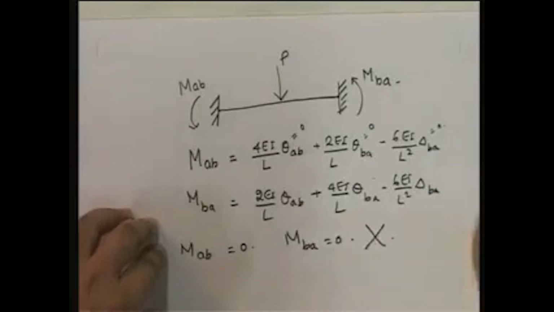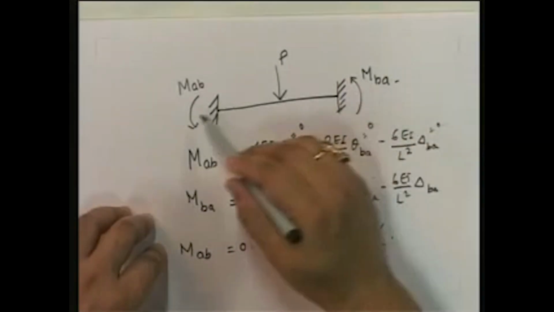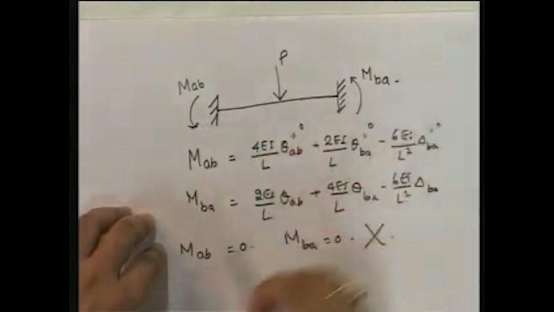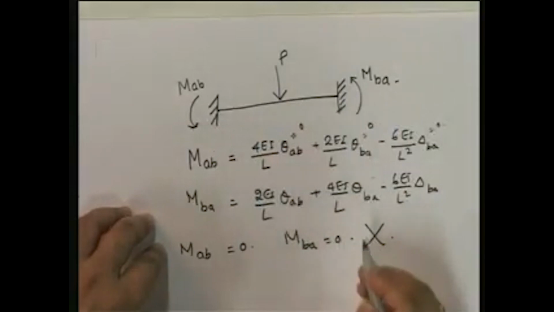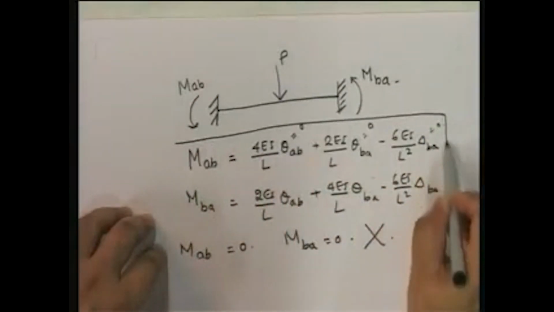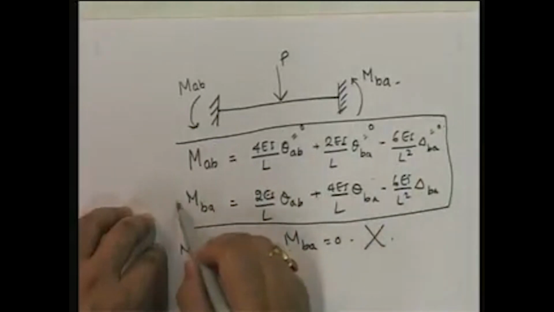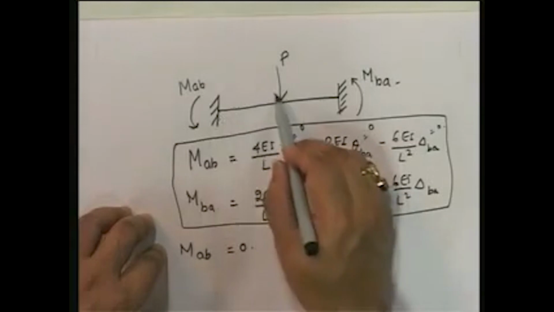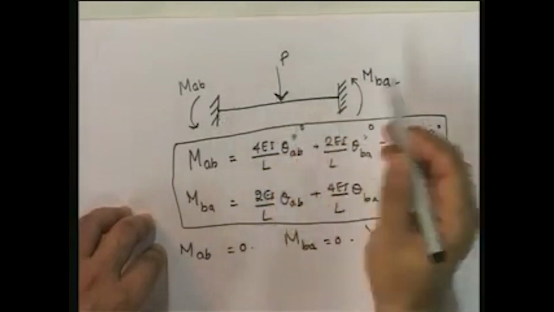But this is wrong. Why? Because we can just see that there has to be an M A B and M B A. They cannot be equal to 0. So therefore, the slope deflection equations, the way we wrote them, are okay as long as you do not have a load on the member.